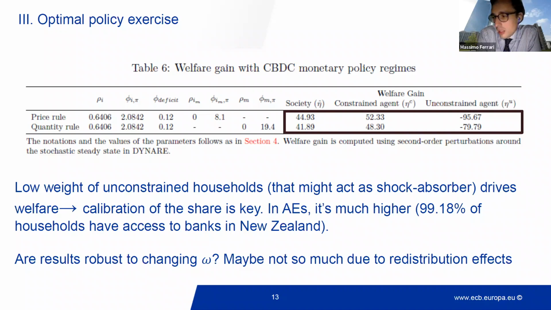welfare numbers are ordinal numbers, but still, when you do the averaging, the fact that you have a very positive welfare gain in the society should be related to the fact that the weight of this unconstrained household is very low. How much low is too much low in this model? This is an open question because there is no one-to-one mapping of these numbers to real data. But just to put into perspective, the OECD has some statistics on the access to finance in different advanced and emerging market economies.